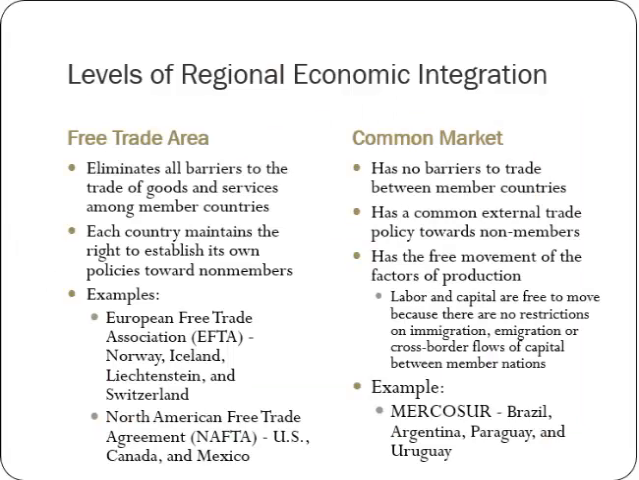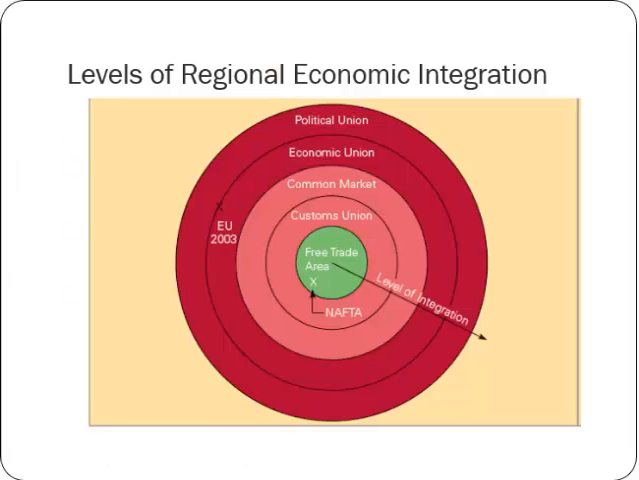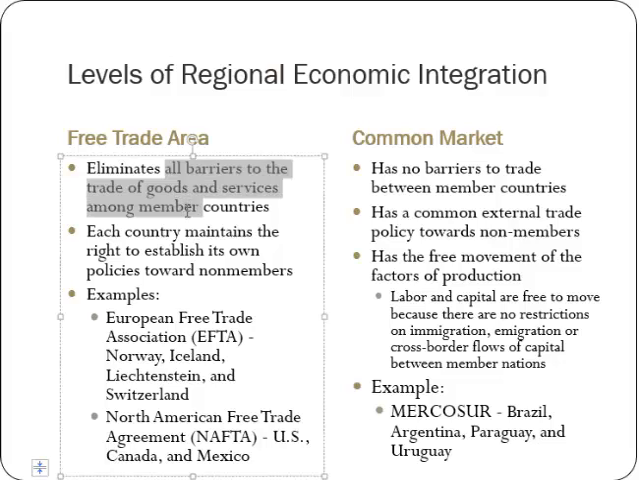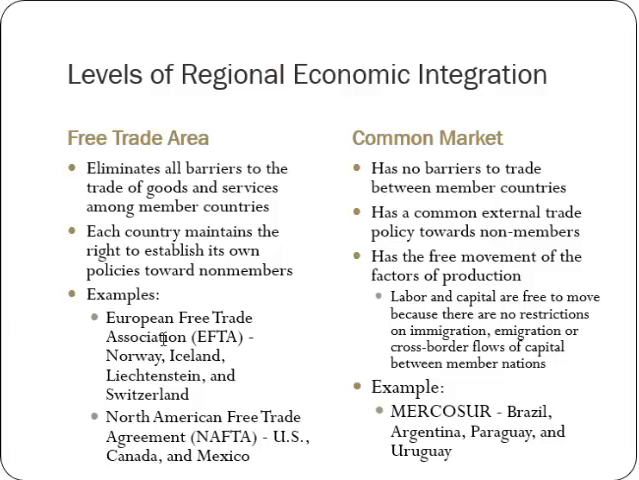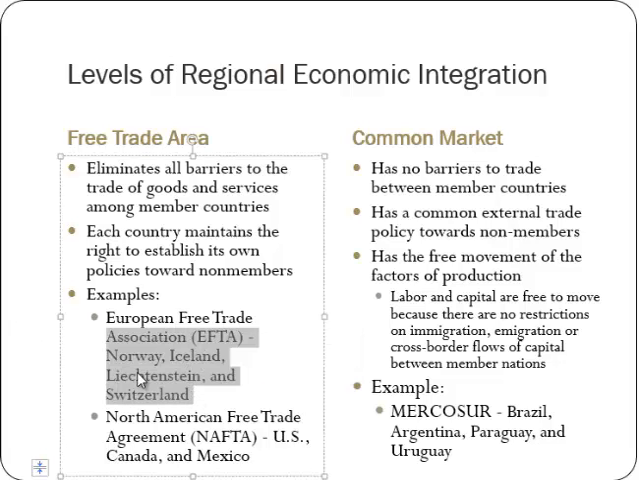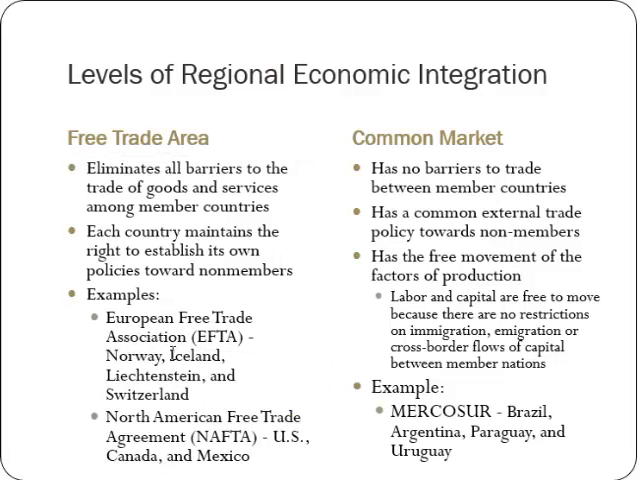Here are some examples of each of these levels. The lowest, which was the free trade area, simply eliminates barriers to trades of goods and services, but each country maintains the right to establish its own policies towards non-members. The North American Free Trade Agreement, the European Free Trade Agreement, this was, of course, before the European Union. These are examples of free trade agreements, but the countries aren't specifically giving any kind of guarantees or any kind of merger of their economies.